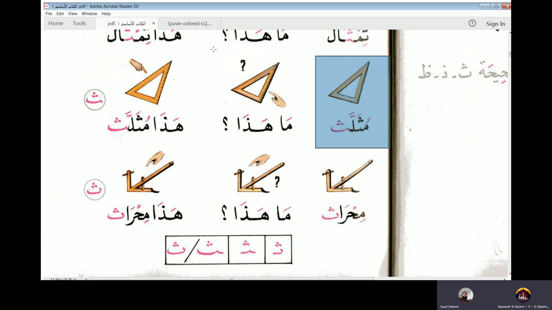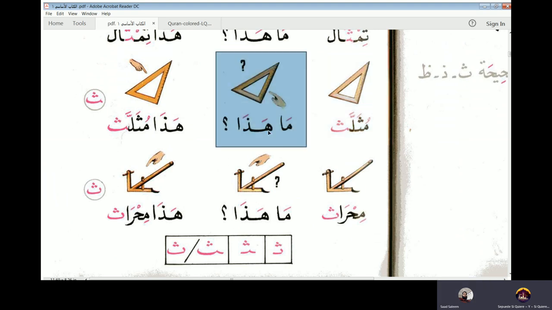Muthallathun. Good. Muthallathun is a ruler? Triangle. Okay. Muthallathun is a triangle. Ma hadha, what is this? Hadha muthallathun. This is a triangle.